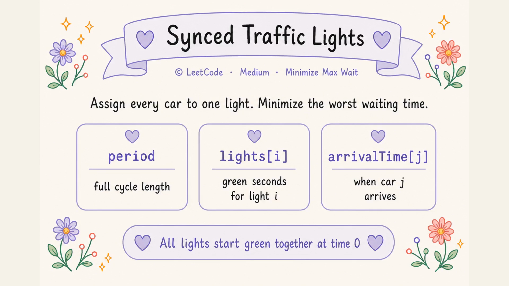Assign each car to exactly one light. Multiple cars may share a light, and cars do not block each other. Return the smallest possible penalty you can achieve.